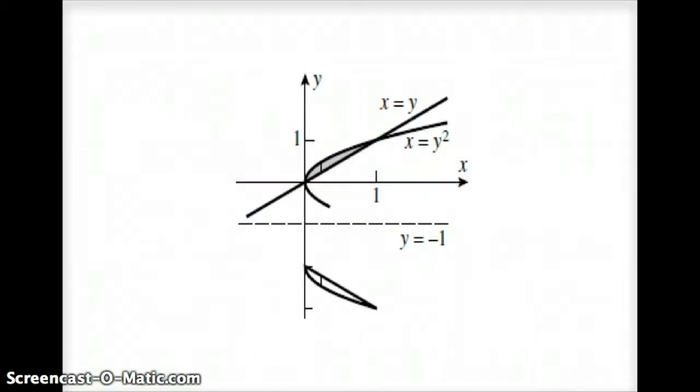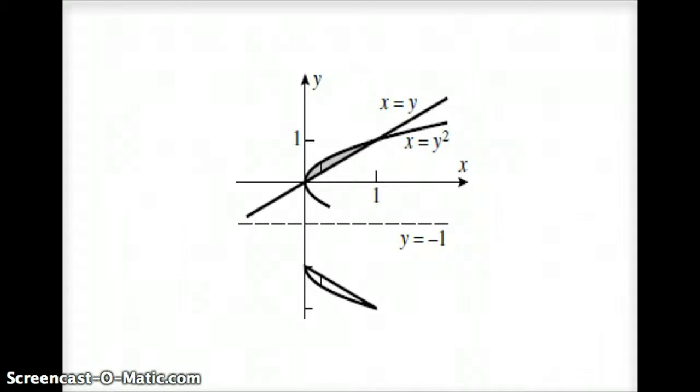As you notice, this is not a sketch, this is an actual graph of the function, and I figured out how to copy a graph onto my PowerPoint, so that's good. As you can see, the left curve is x equals y squared, and the right line is x equals y. And then the y equals -1 line is right here.